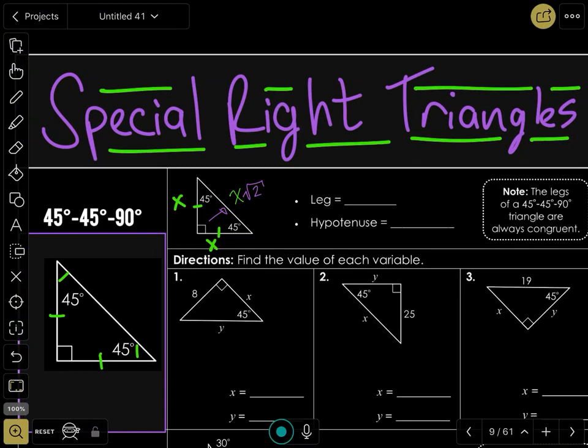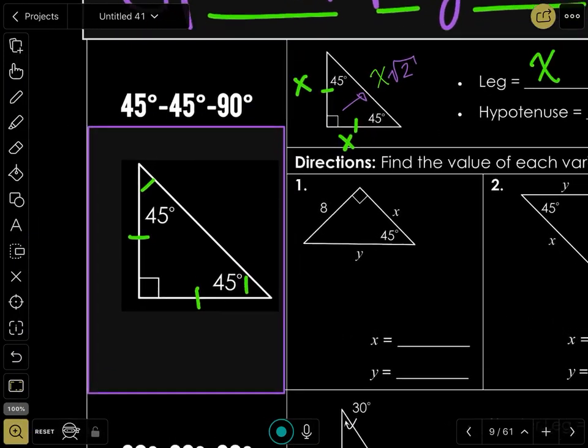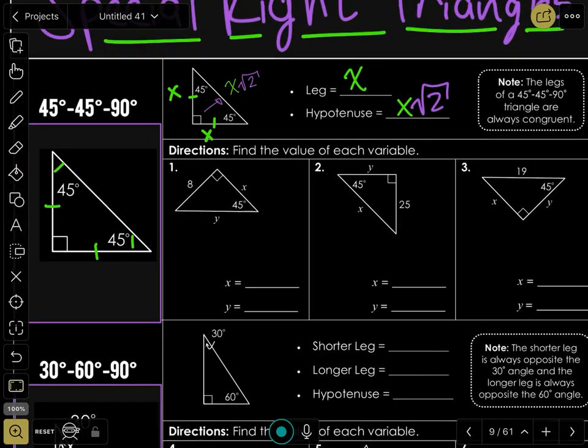This is actually because of the Pythagorean Theorem. Hopefully you saw that in a do now activity. So we have our legs. Both of our legs are the number x, whatever that number is. And then the hypotenuse will be that same number x times the square root of 2. Over here I'm just going to write it again, just so we can see.